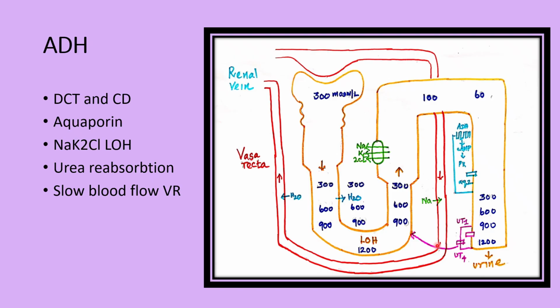The ADH vasopressin also acts on the vasa recta. It produces vasoconstriction, so blood flow through the vasa recta is very slow. It is important for the reabsorption of the solutes and maintains the osmotic gradient in the tip of the medulla. These are the actions of the ADH in countercurrent mechanisms. ADH not only maintains the osmotic gradient, it is also helpful for the concentration of the urine depending on the conditions.